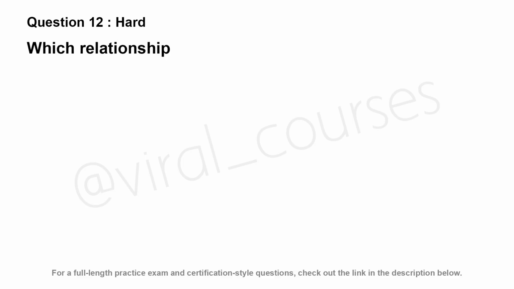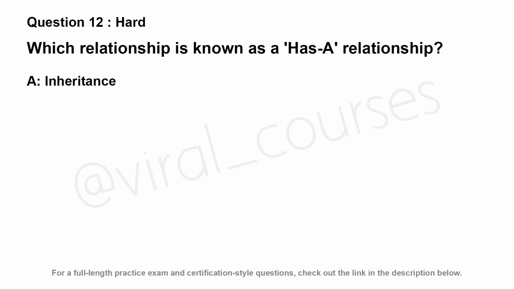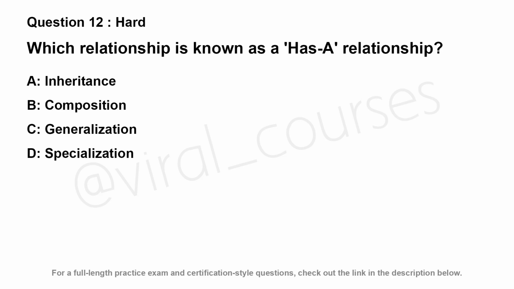Which relationship is known as a has-a relationship? Option A, inheritance. Option B, composition. Option C, generalization. Option D, specialization.